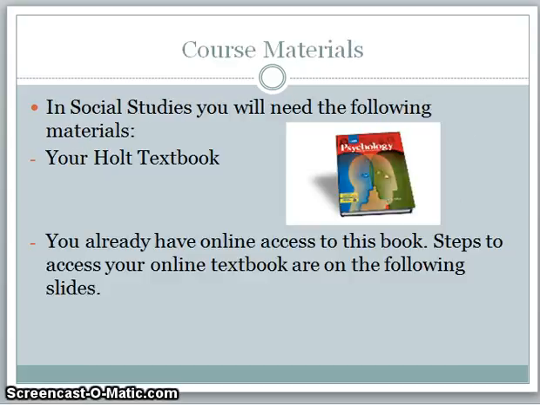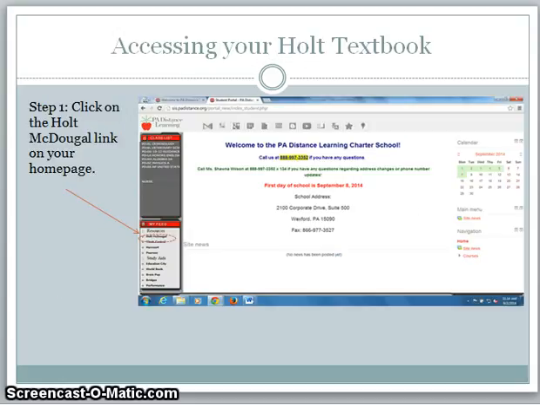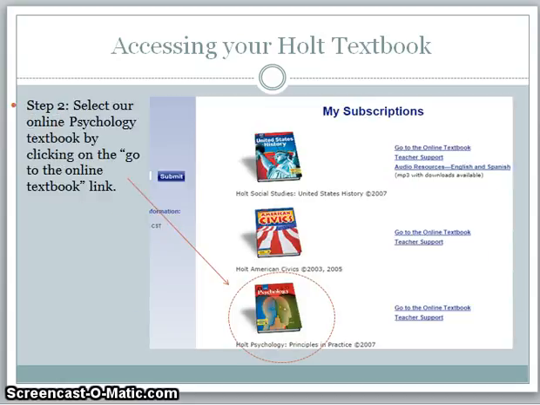And in psychology, you do have an online textbook. And the good news is you've already got access to it. Steps to access your online textbook are coming on the next slide. So to access your Holt book, click on the Holt-McDougall link on your homepage. And then from there you'll be shown the books you have. You'll see them for all your courses. And then go ahead and click on Psychology, the red book with the faces, to access your textbook.